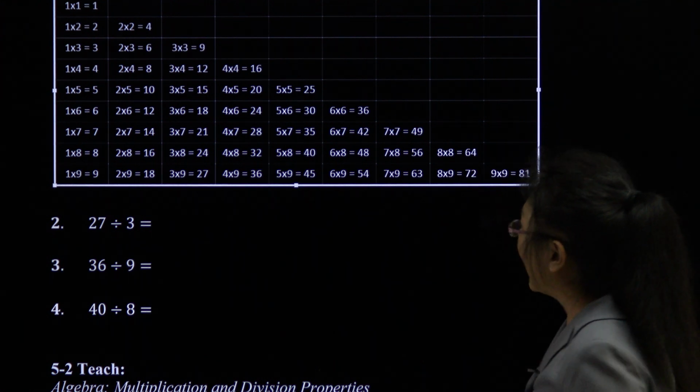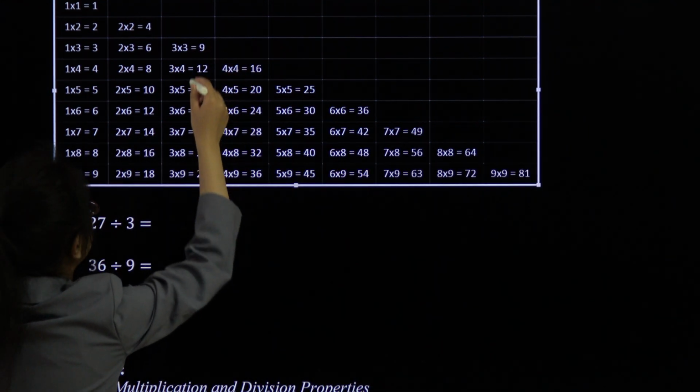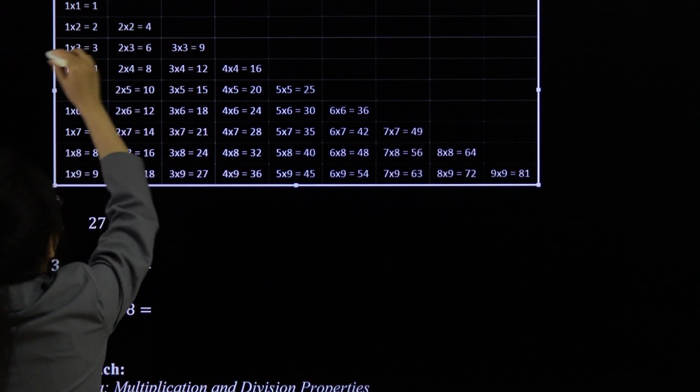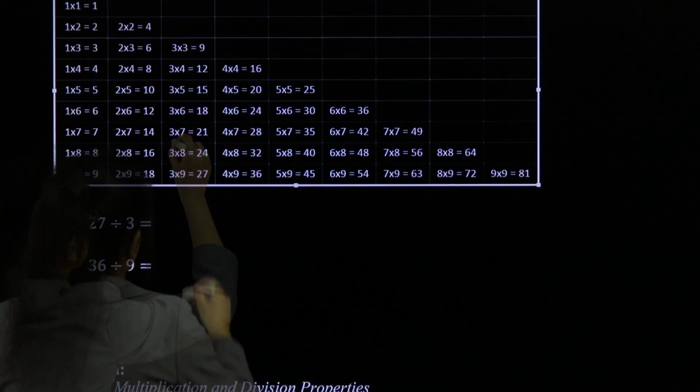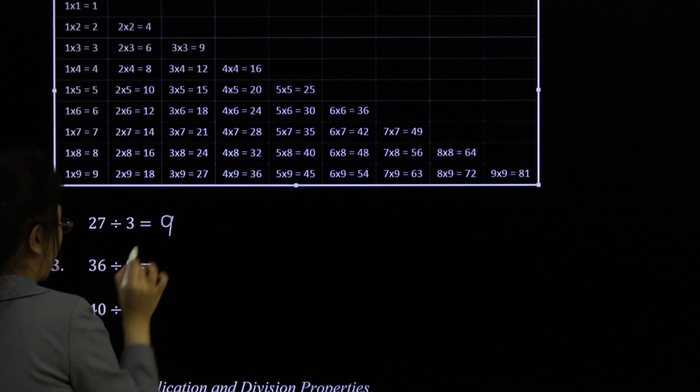Now, 27 divided by 3. Well, you go to the 3 column and you see 3 times what equals 27? 3 times 9 equals 27, so 27 divided by 3 equals 9.